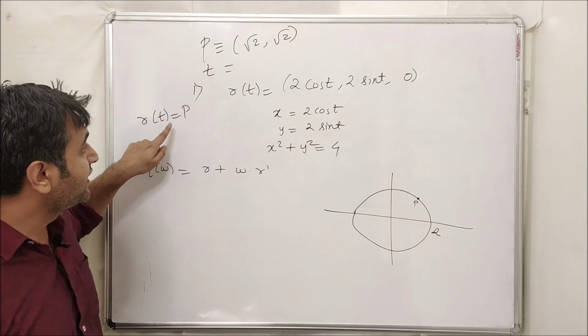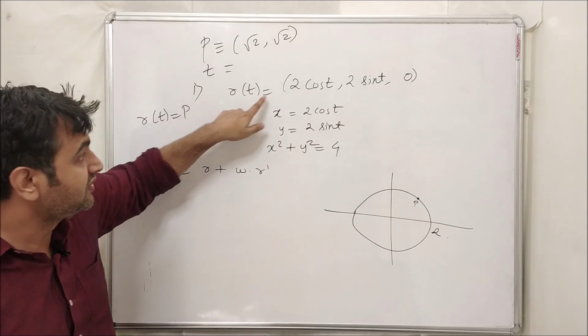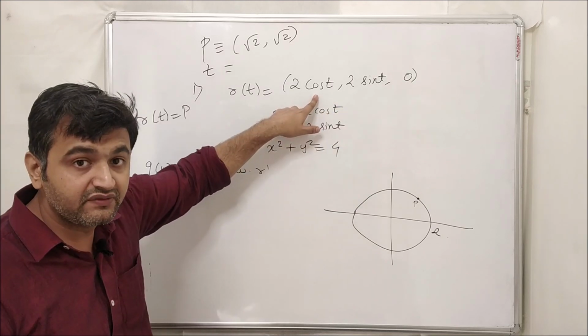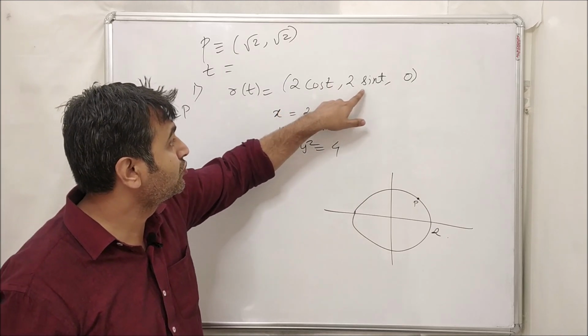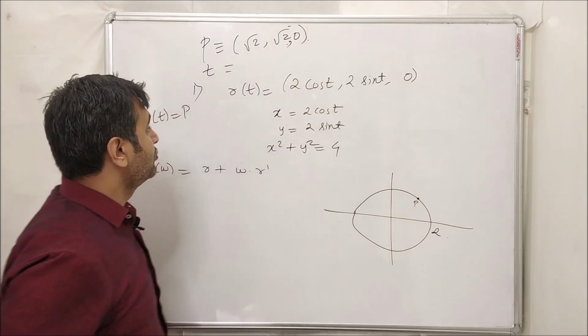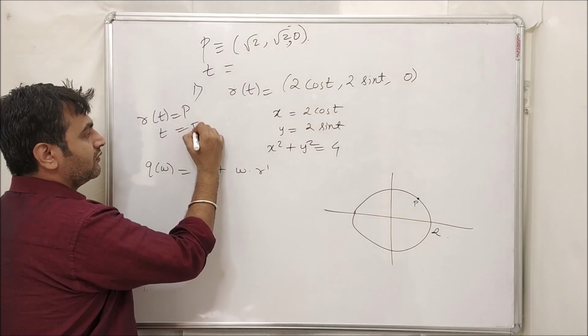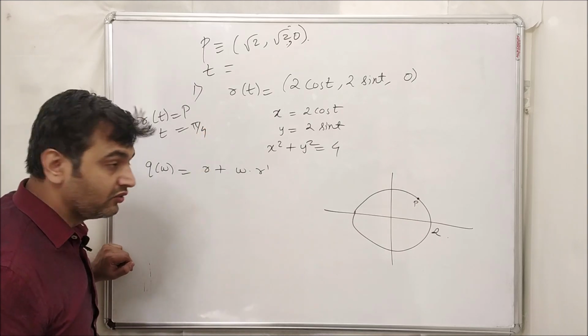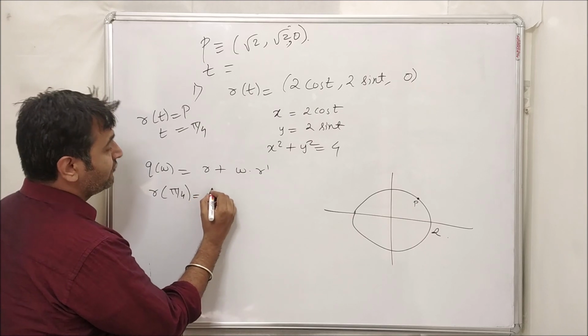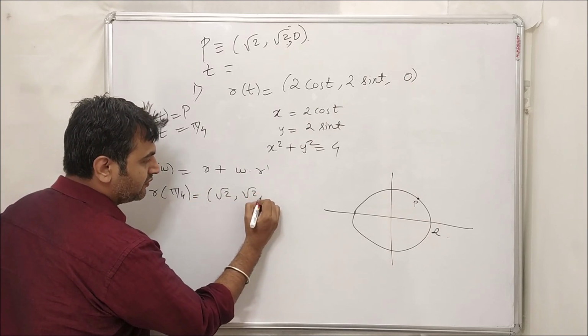As you can see, if you take t equal to pi by 4, this is 2 cos pi by 4, 2 sin pi by 4, 0. Cos pi by 4 is 1 by root 2. So root 2 comma root 2, okay, I should take 0 also. So t equal to pi by 4 will do your job. Okay, so what is now r of pi by 4? r of pi by 4 is the point P itself.